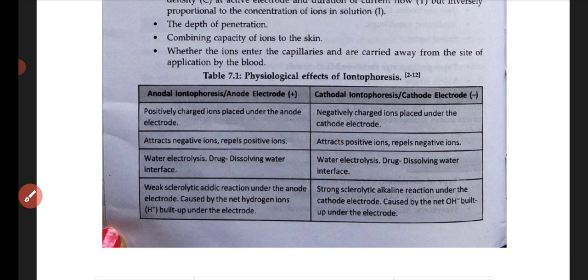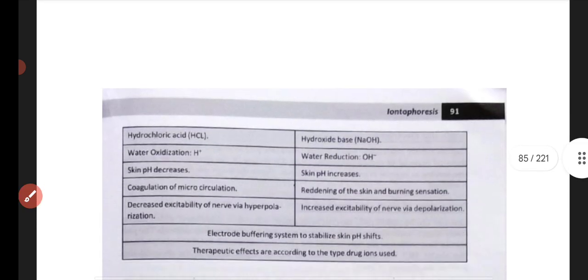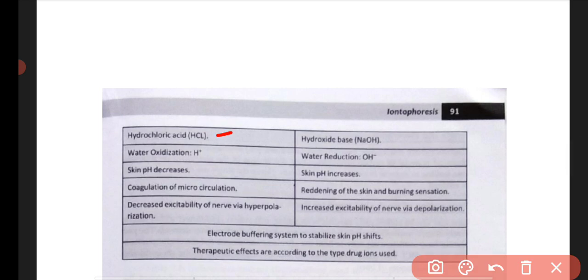Here the hydrochloric acid, and here the hydroxide base, which is NaOH. Here water oxidation, here it is water reduction. Skin pH decreases, skin pH increases. Coagulation of microcirculation, here reddening of skin and burning sensation. Decreased excitability of nerve via hyperpolarization, increased excitability of nerve via depolarization.